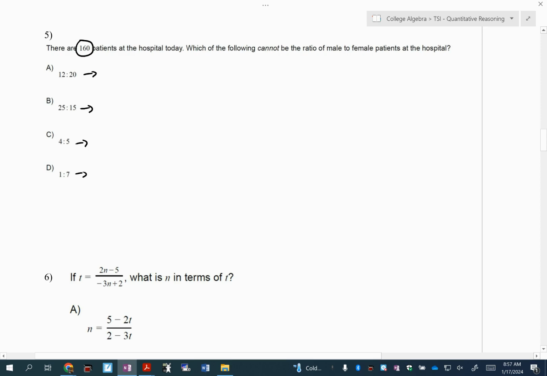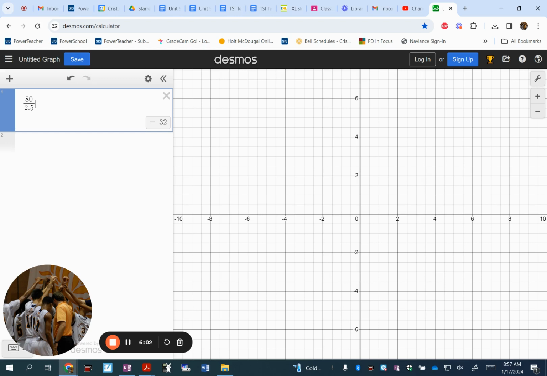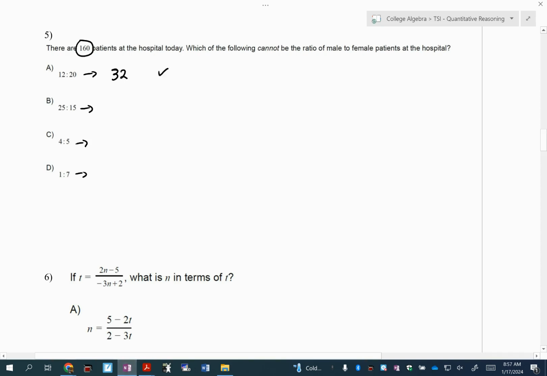an appropriate ratio. So 12 plus 20 is 32. So just go into your calculator, and what is 160 divided by 32? You get a whole number, so this one would work, all right? That ratio would be okay, so it's not going to be A.